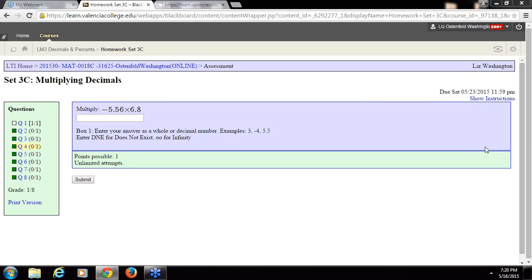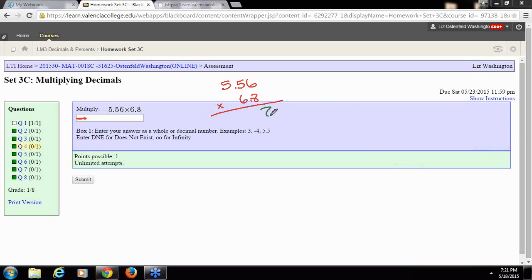Okay. Here, same type of thing. Just keep in mind that they have us multiplying a negative times a positive. And I know that a negative times a positive is going to be a negative. So I'm going to go ahead and write that down now. And then I'm just going to come over here on my scratch paper and go ahead and do my multiplication. Again, it's not important to line up the decimals while you're doing it. It's more of after the fact.